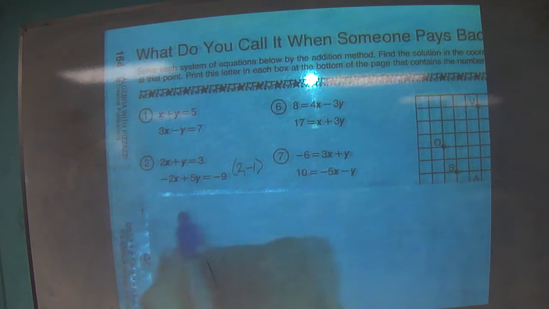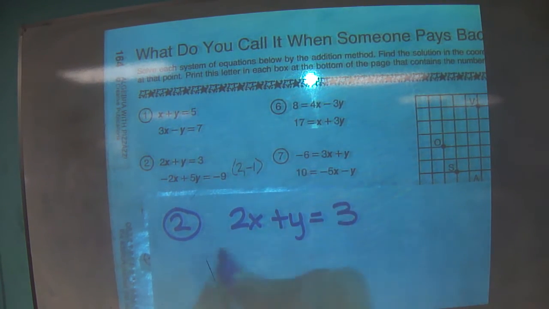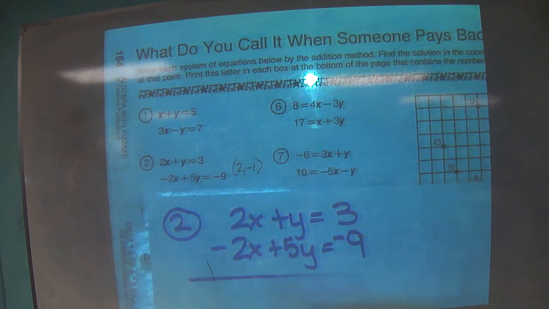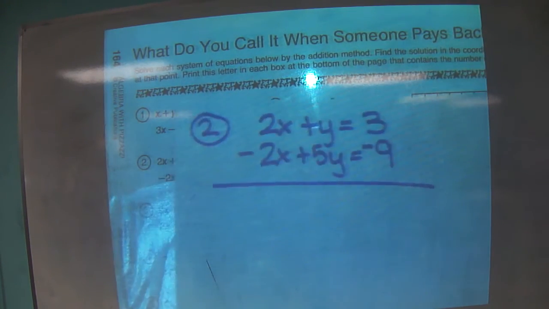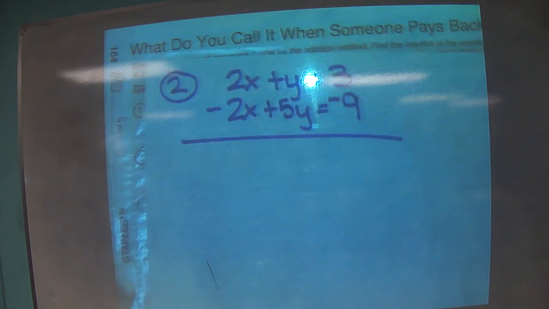Send it up. Let's look at number 2. So, we're doing systems of equations, and we're doing it by what's called the addition method. So here's the problem for number 2. Okay, and what do you think you do with the addition method? Add. That's excellent. That's exactly what you do.